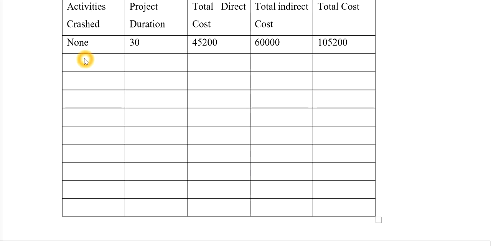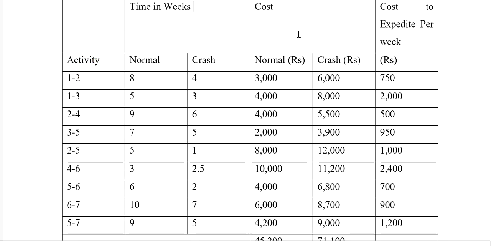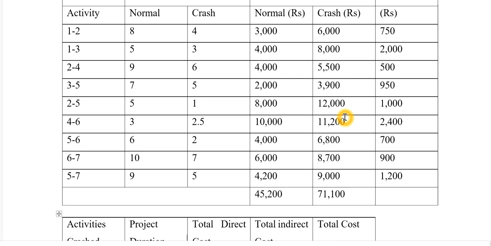So here the activity which I have crashed is in the second network, that is 2 to 4, and the duration now is 29. Now the total direct cost. So the total direct cost we'll calculate as we have crashed the activity 2 to 4. We'll see what is the difference between the normal cost and crash cost of 2 to 4. So the difference is 1500.